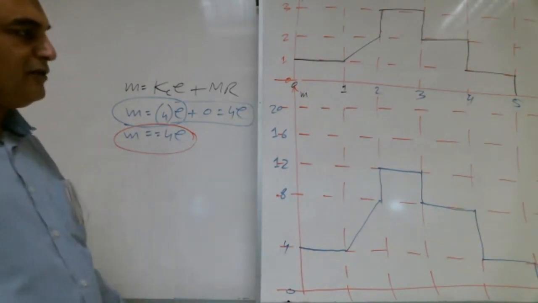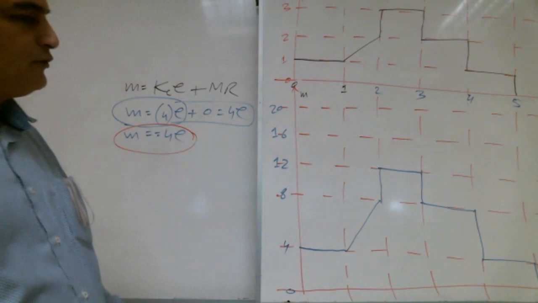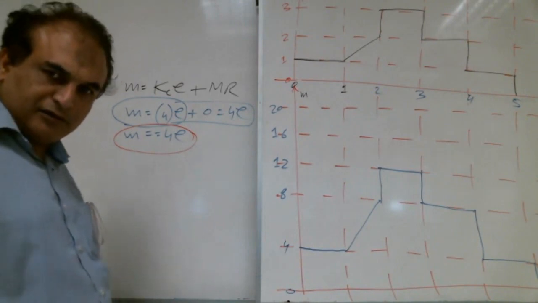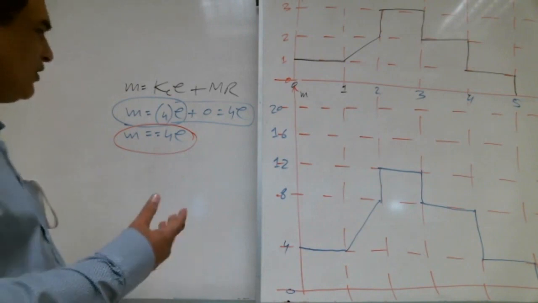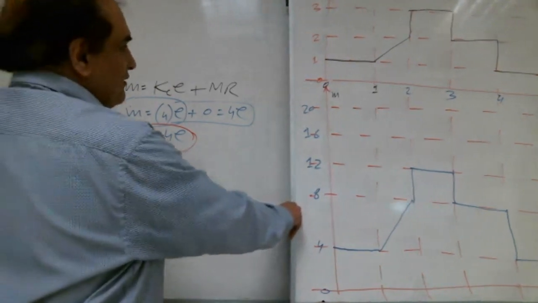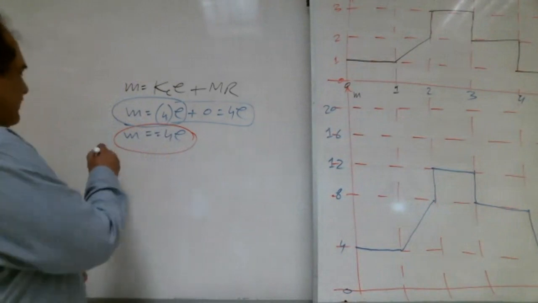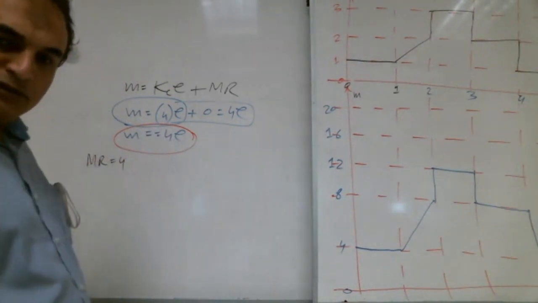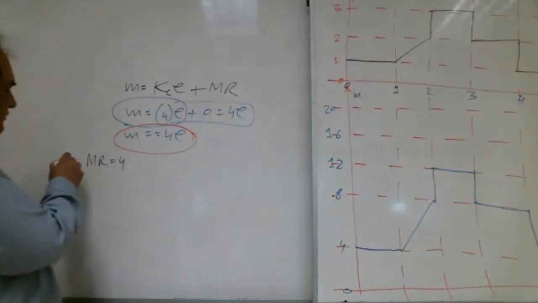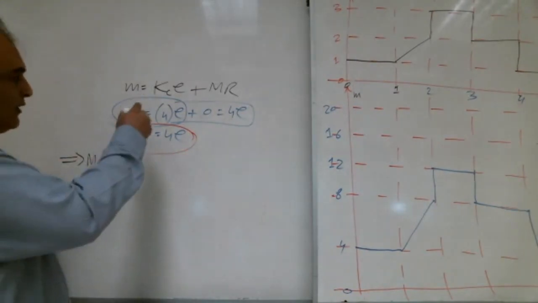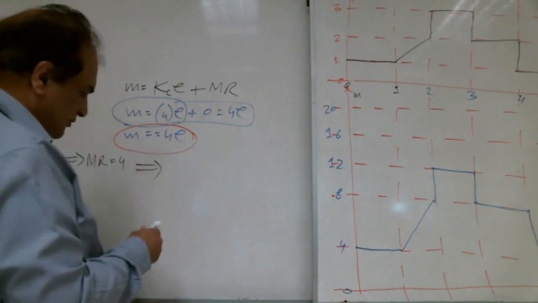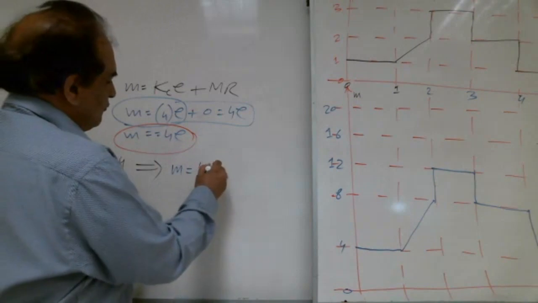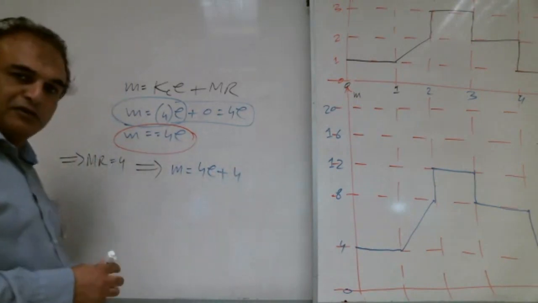Yes, brother. Any question up to here? Okay, that's good. A lot of brothers are saying no question. Okay. Now imagine MR is also given, and MR is 4. Now what would be the output? 4E plus MR, 4E plus 4. Right, Shabab?